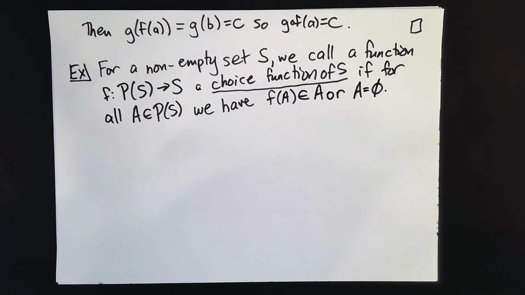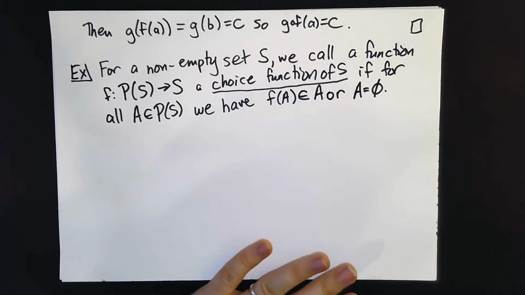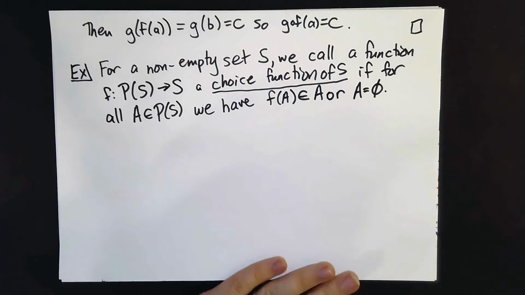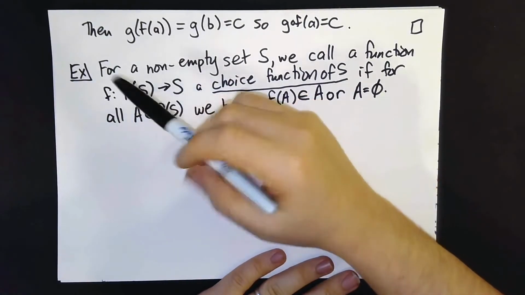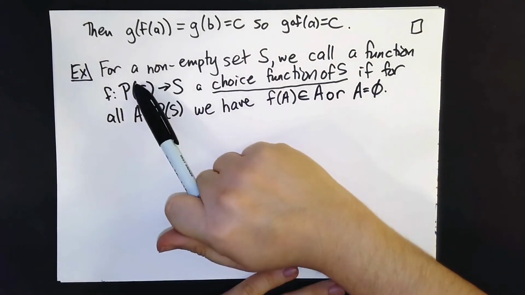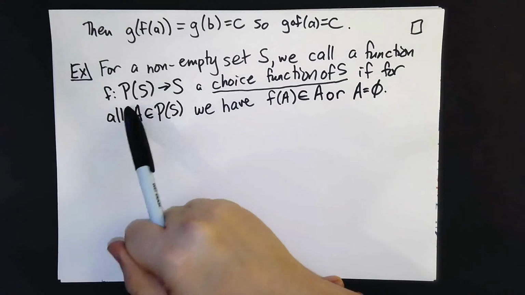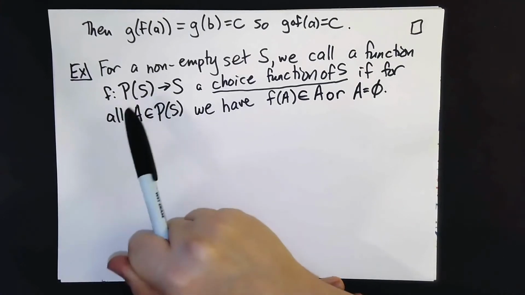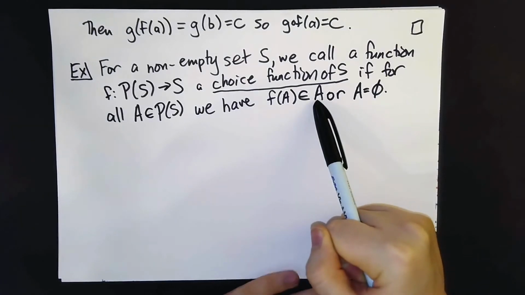Take a moment, read the definition, and make sure you understand what this definition is saying. So here's what's going on. I'm looking at the subsets of S, and I'm mapping each subset of S to an element of S. And the restriction is that that element of S that I'm mapping it to always has to be one of the elements that's in my set.